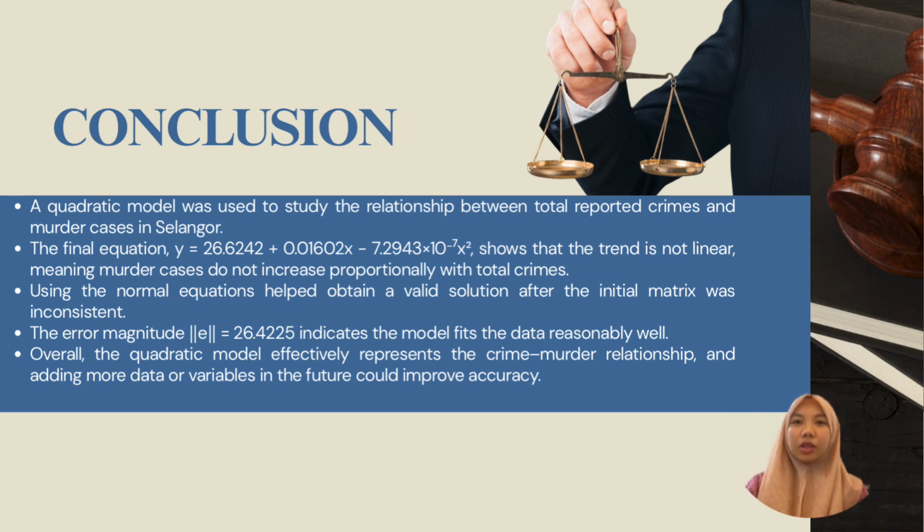The error magnitude is 26.4225. It indicates that the model fits the data reasonably well. Overall, the quadratic model effectively represents the crime-murder relationship, and adding more data or variables in the future could improve accuracy.